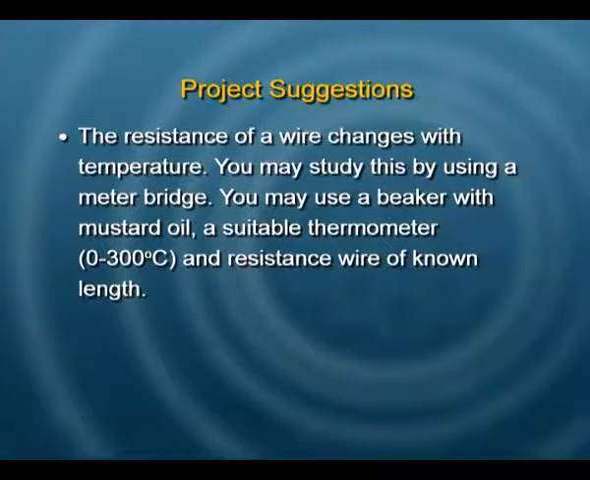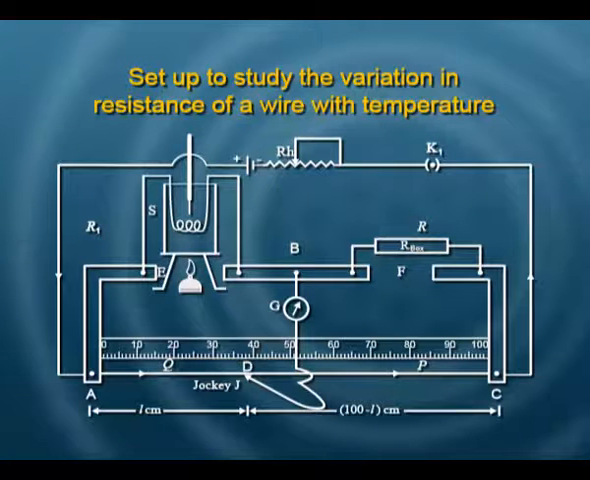You can do some other experiment also. The resistance of a wire changes with temperature. How can you change the temperature of a wire like this? You can dip this in a bath of mustard oil, take a thermometer for 0 to 300 degrees Celsius, use a burner, gradually warm and heat this wire, take the change in its resistance, that means take the resistance at different temperatures. You can plot a graph or you can even calculate those values and do a nice experiment with it.